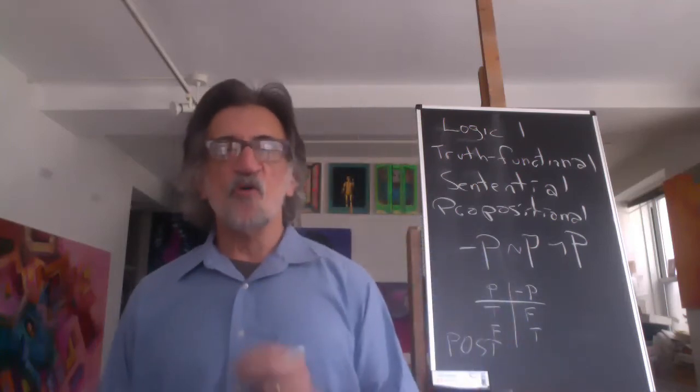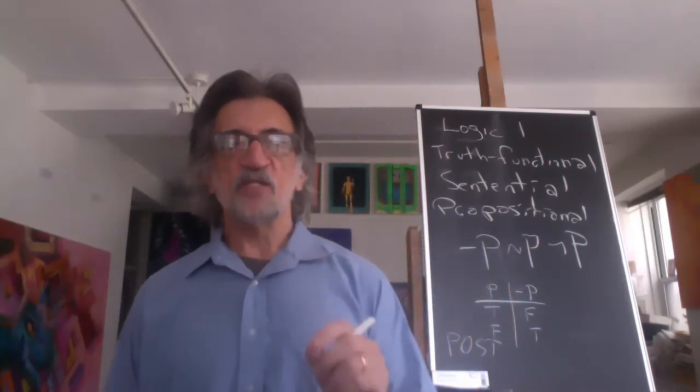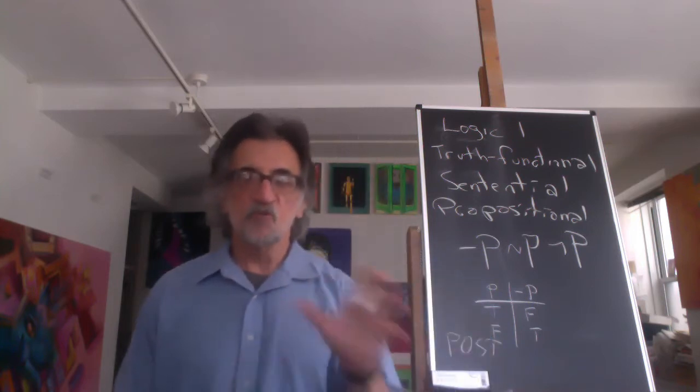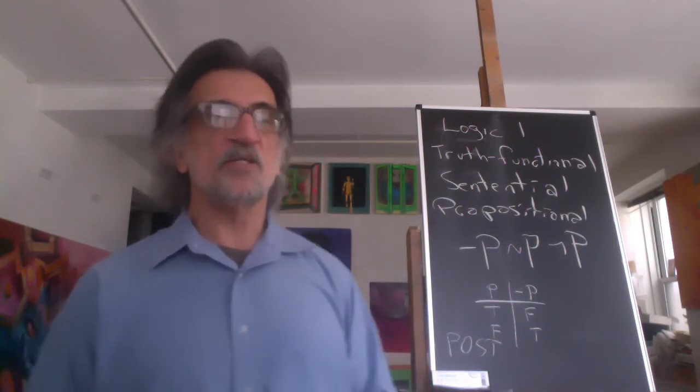Negation is the only connective that operates on a single proposition at a time. The standard connectives we're looking at operate on two, and then they can be grouped together and nested to operate on more than two at a time.